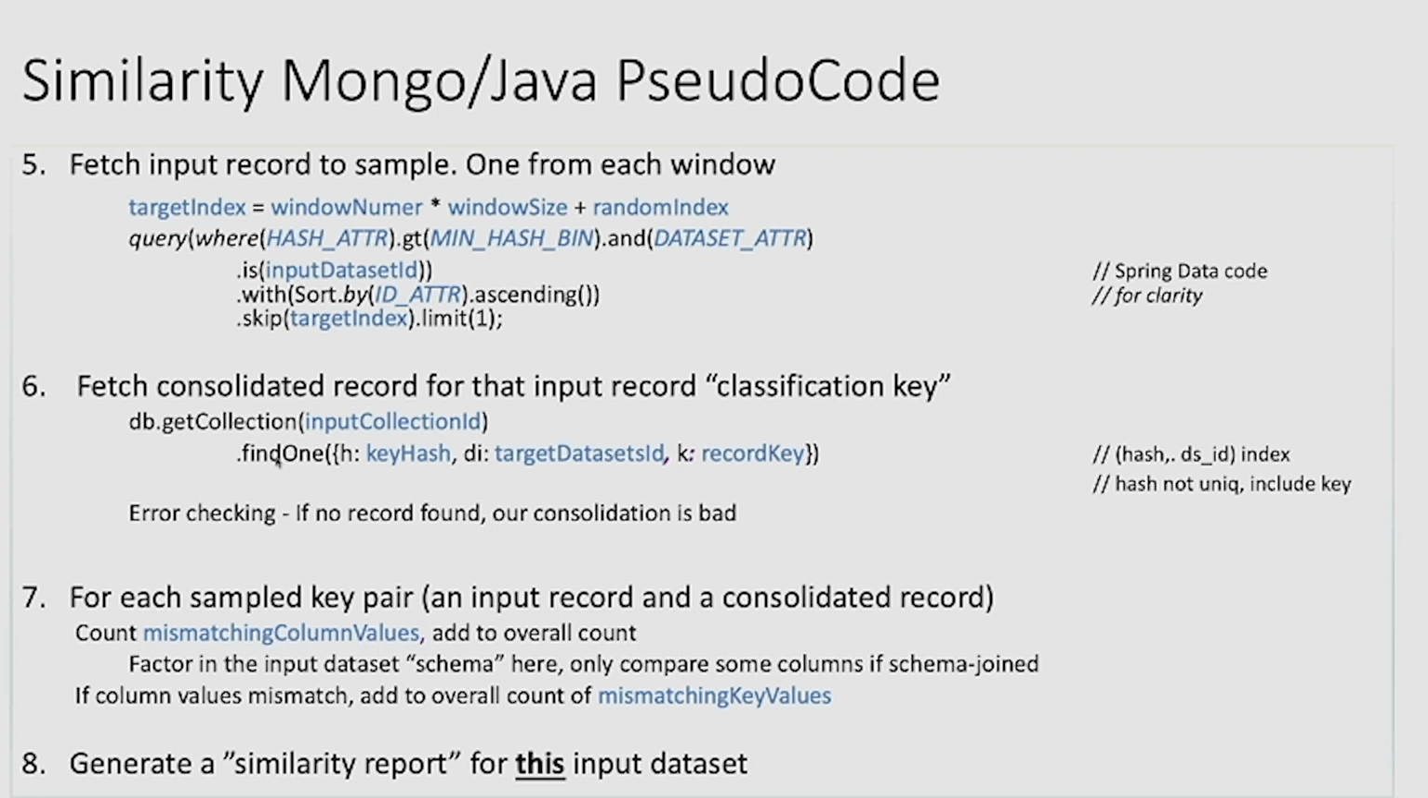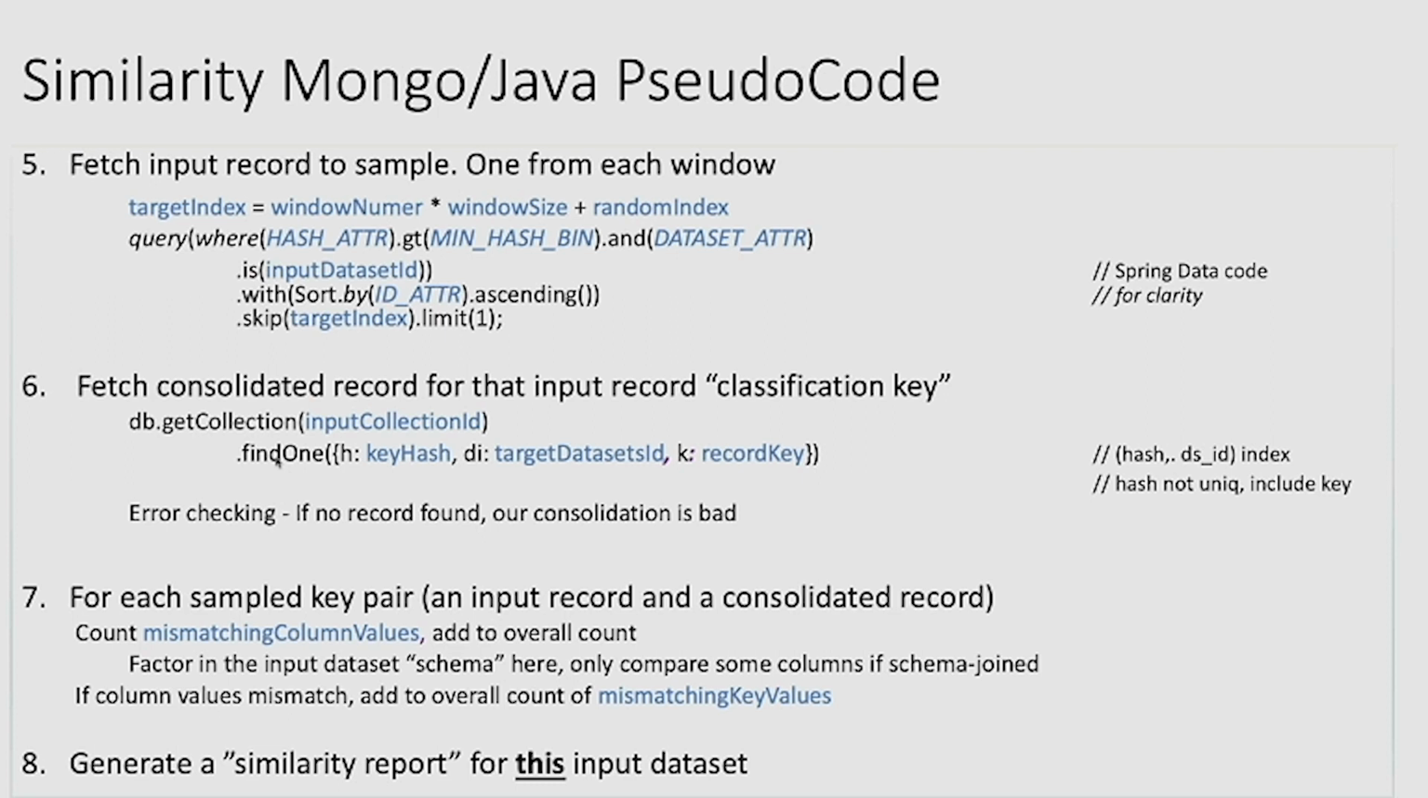And then for that given key, do an actual lookup based off of key within the consolidated data set and pull that record as well. And then for each input data set, consolidated data set pair, do a pretty basic comparison and count the mismatching column values, add those up. And if any columns mismatch, then we know that we have a key mismatch here as well. So those are two different meaningful things for the client.